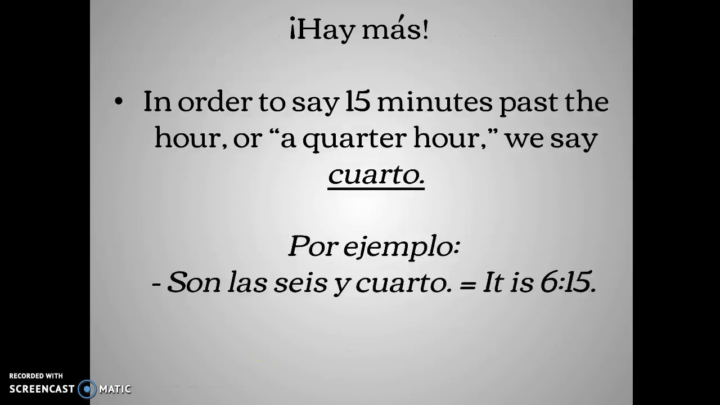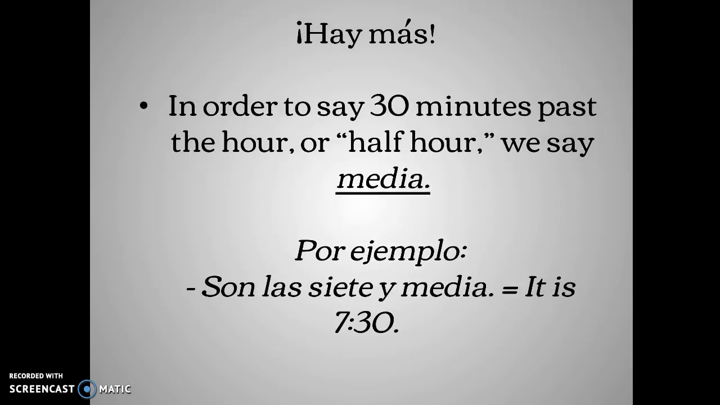There are a couple of other things you need to be aware of. In order to say it's 15 minutes past the hour, in other words, a quarter hour, we say cuarto, which can mean quarter. For example, if we want to say it is 6:15, we would say son las seis y cuarto. In order to say 30 minutes past the hour or half hour, we're going to say media, which means half. It's one of a couple of different ways to say half in Spanish, but when we're talking about time, we're going to say media. So, por ejemplo, we have son las siete y media, which means it is 7:30.